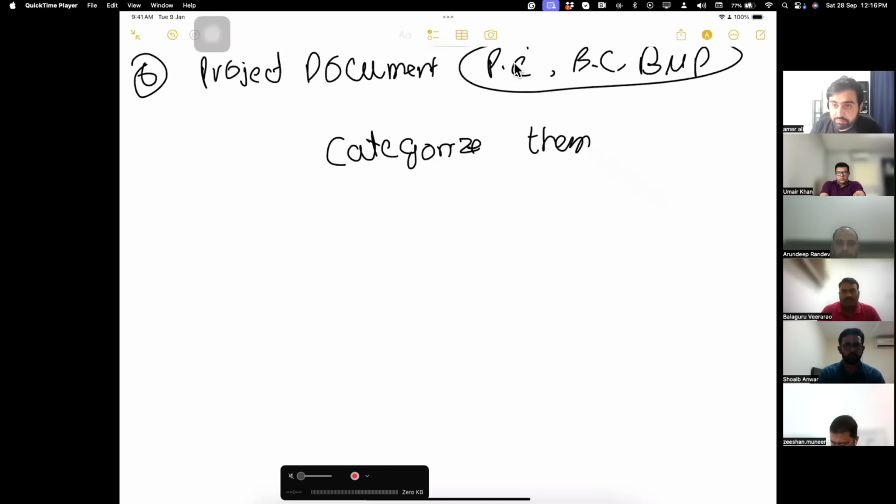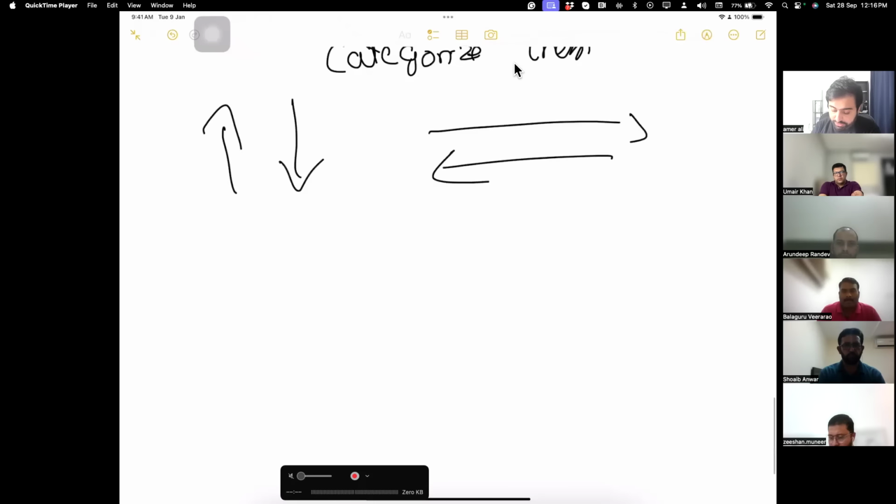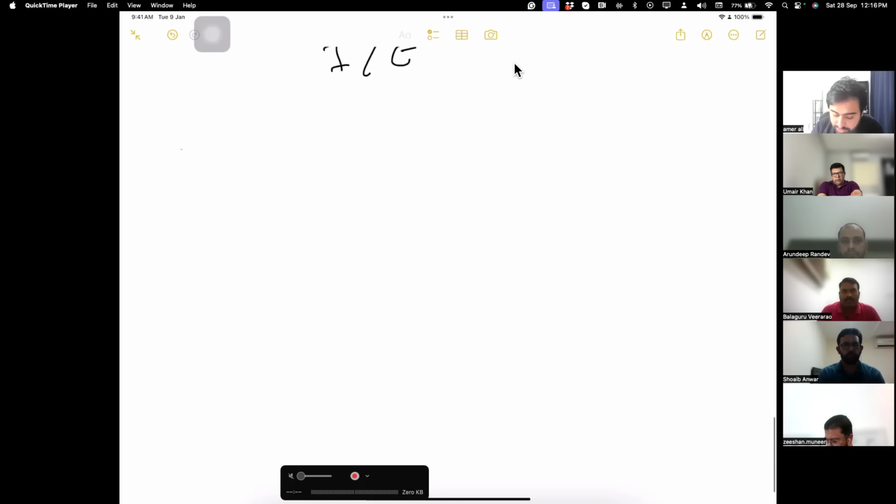How do you categorize them? Upward stakeholders: who are the ones I'm going to report to? Downward stakeholders: who are reporting to me? Who are at my same level, the sideward stakeholders? Who are internal stakeholders, and who are external stakeholders? We will identify all the stakeholders in our project. We have categorized them. Now comes the prioritization.